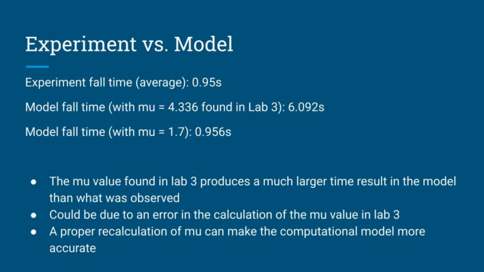The mu value found in lab 3 produces a much larger time result in the model than what was observed. This could be due to an error in the calculation of the mu value in lab 3. A much smaller mu value matches the observed results of the lab, and a proper recalculation of mu can make the computational model more accurate.